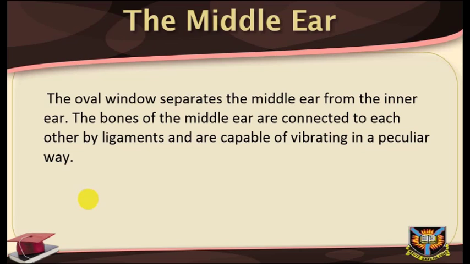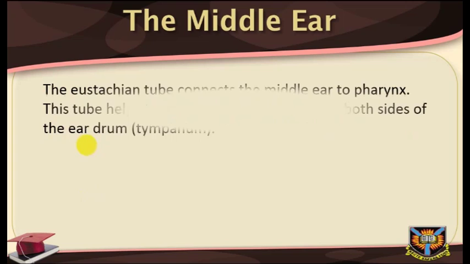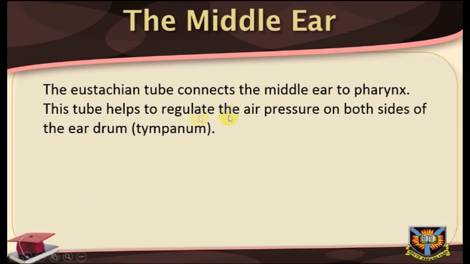This increased pressure is needed to move the fluid in the next chamber of the ear. The Eustachian tube connects the middle ear to the pharynx. This tube helps to regulate the air pressure on both sides of the eardrum. Tympanum.